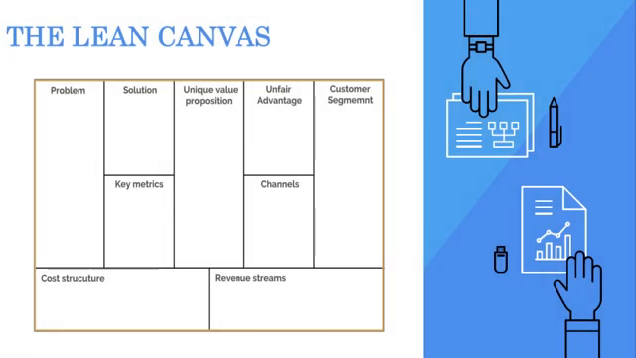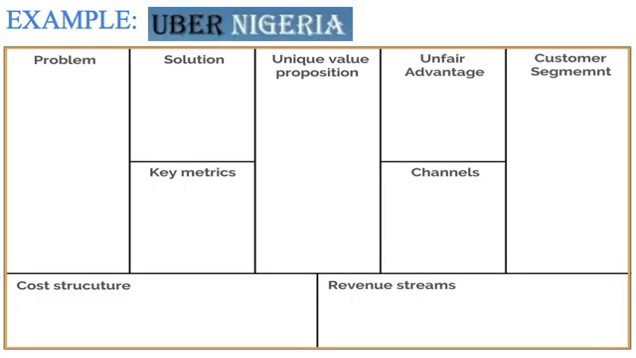So this is the lean canvas. It looks at your idea and breaks it down into 9 key parts. The problem you're trying to solve, how you'll solve it, how you'll measure success, what's unique about it, who your customers are, and how you'll find them, as well as what kind of costs you incur and how you'll make money. So let's go ahead and do an example. Once you've outlined all these things, it's really easy to see how your business will work in real life. So let's try with Uber Nigeria, right?